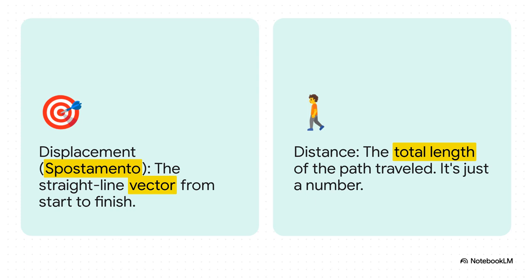Okay, and this leads us to a super important distinction that can trip people up. Let's say you wander all over a park for an hour, but you end up right back where you started. The distance you traveled could be huge, maybe a couple of miles, but your displacement, which is the straight line arrow from your start point to your finish point, is zero. You're back where you began. Physics is often way more interested in that displacement vector, the most efficient path from A to B.